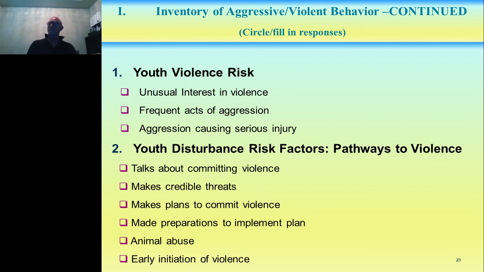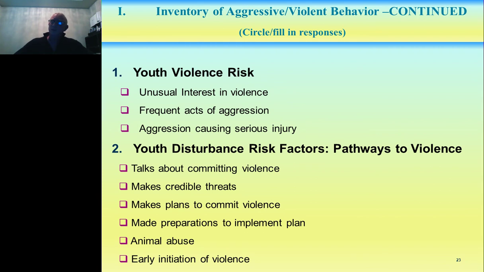A fight can be a fight, but a fight that causes real serious injury, where someone has to go to the hospital with a head injury, or where they kick somebody when they're down, repeatedly, causing rib injuries and head injuries, is obviously going to be a clear risk factor for future violence. But there are also disturbance risk factors along the way: they talk about it, they glamorize it with others, maybe online, maybe with their friends, maybe at school, and they make credible threats.